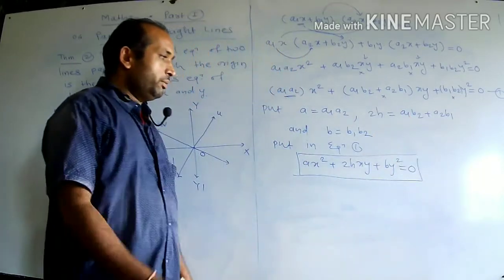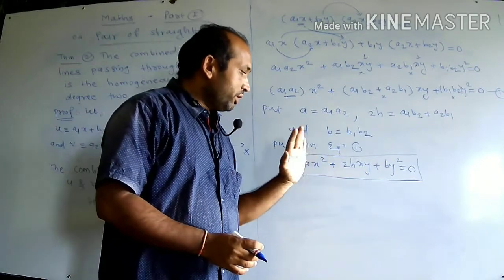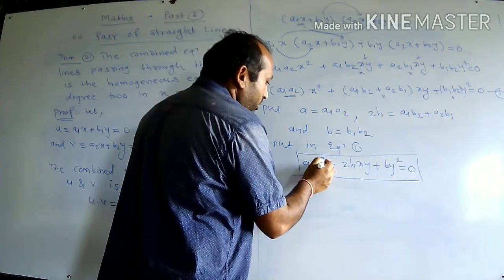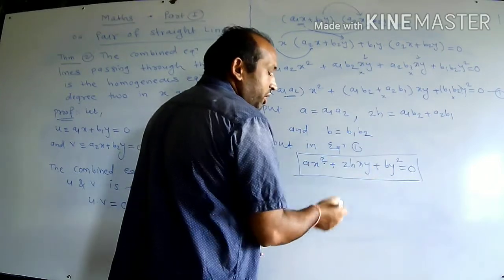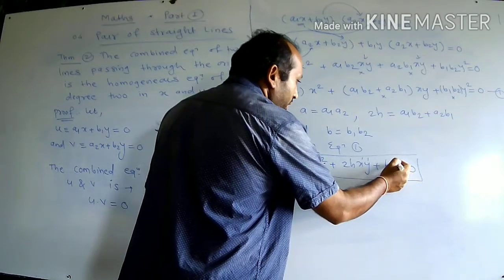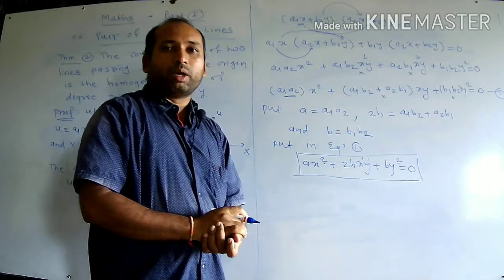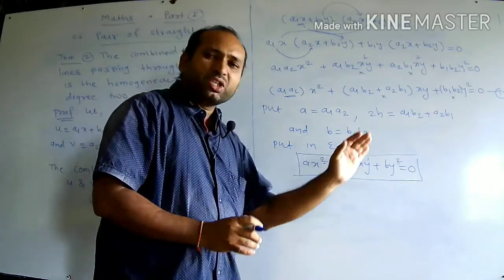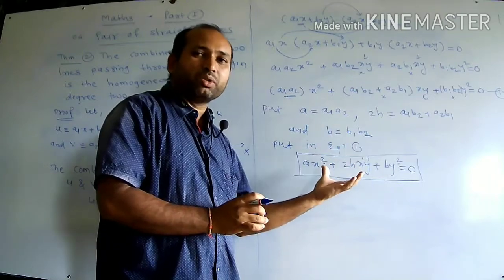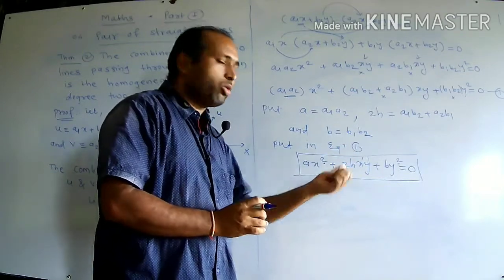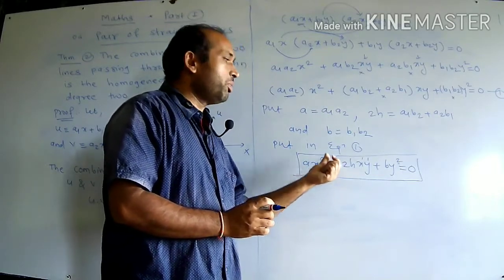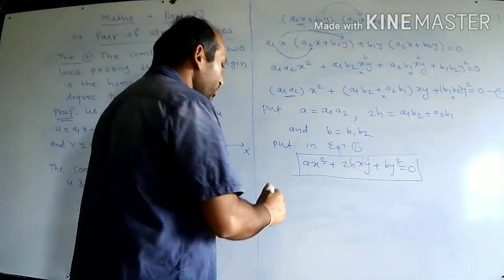And check this equation. Here check the degree of each term. Here the degree of x square is 2. Then here the product is given, so take the sum of powers, 1 plus 1, 2. Then here the degree of y is also 2. The power of y is 2. Here the degree of each term is the same, equal. So it is, first of all, a homogeneous equation of degree 2. And there are two variables x and y. So this is the homogeneous equation of degree 2 in x and y.